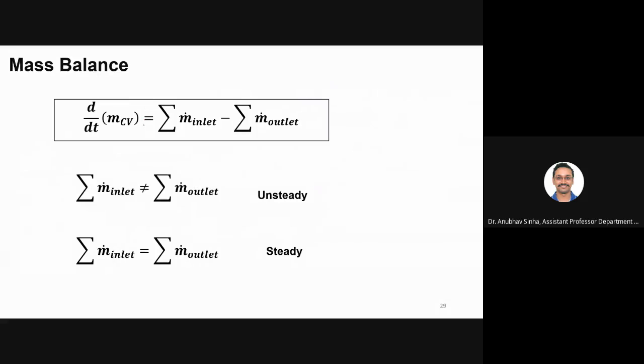This equation, if it is unsteady, unsteady means this will not be 0. Then this will not be equal to this. Inlet will not be equal to outlet. What it means is that water level in a tank will keep on changing. It could rise or it could decrease, but inlet is not equal to outlet. This is unsteady. While we talk about steady terms, that time we say that these two are same. So the level of water is remaining constant in that system, constant in that tank. Fine.